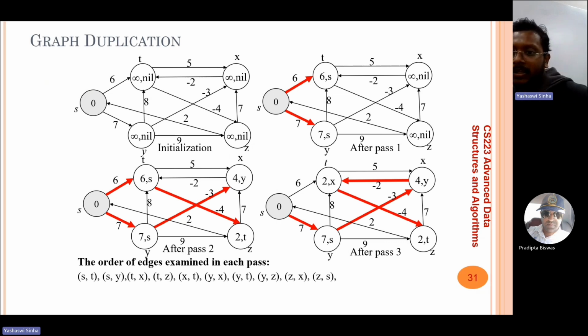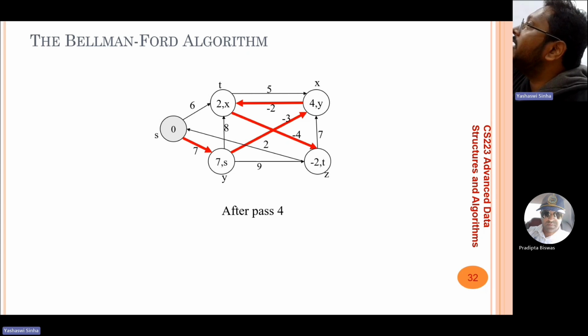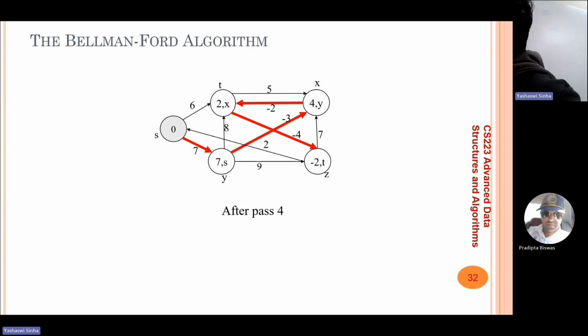So can you see here in the last one, 2x, 7s, 4y, minus 2t? Minus 2 stands for the weight and t stands for the parent of that node. This is a different graph, by the way. To reach z, you have to come via t. To reach t, you have to come via x. To reach x, you have to come via y, and to reach y, you have to come via s. So you have a parent of each and every node, and you'll get the shortest path for each and every vertex.